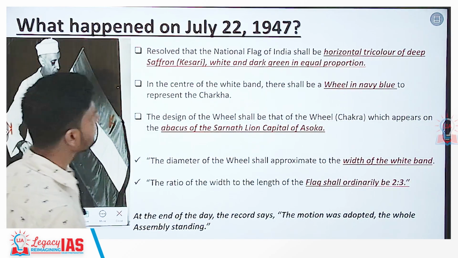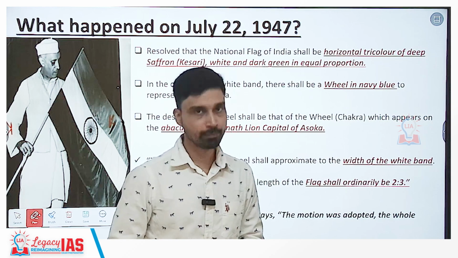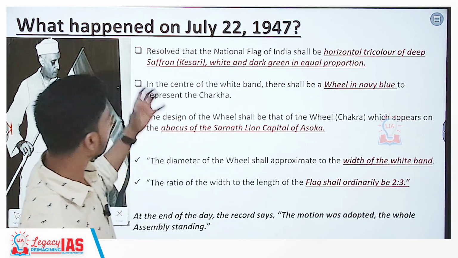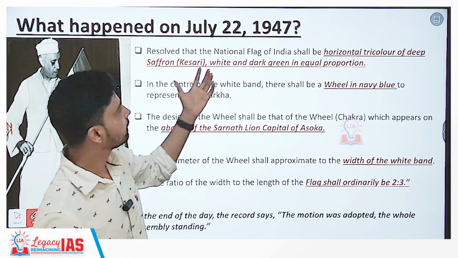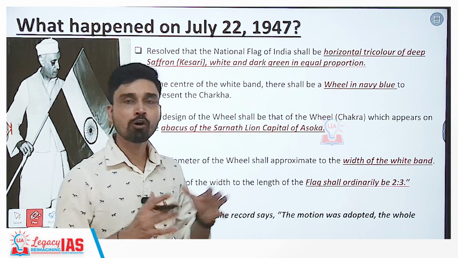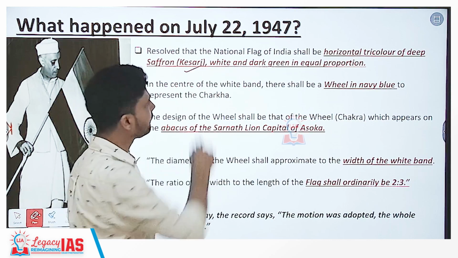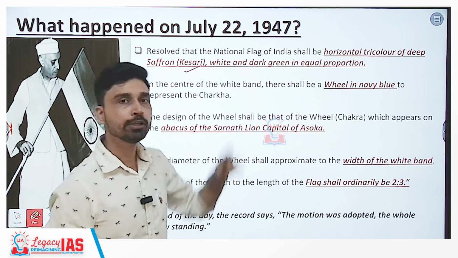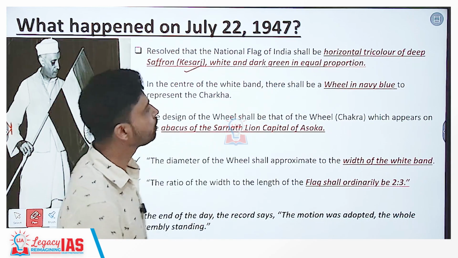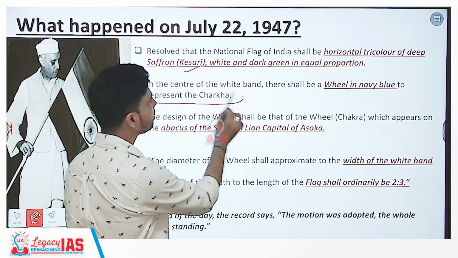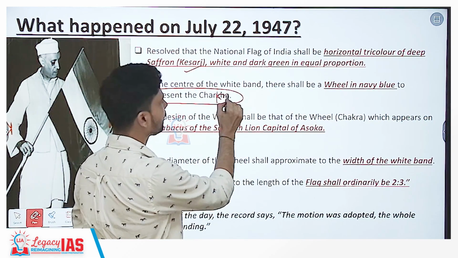Now, let us try to understand why the date of July 22, 1947 is significant and what happened on this particular day. First of all, on this day a resolution was passed that the national flag of India be a horizontal tricolor of deep saffron, that is kesari color in English, white and dark green, in equal proportion. Also, in the center of the white band, there should be a wheel in navy blue to represent the charkha, we can say the Asoka chakra.